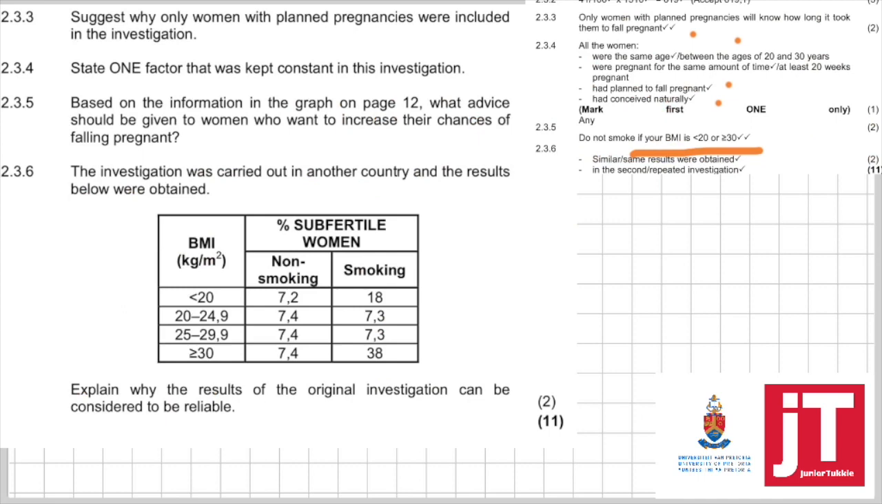2.3.6. The investigation was carried out in another country and the results below were obtained. Explain why the results of the original investigation can be considered to be reliable.